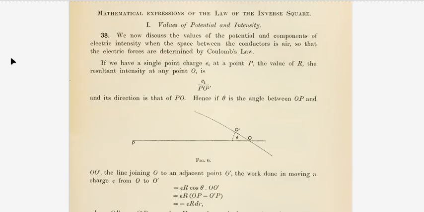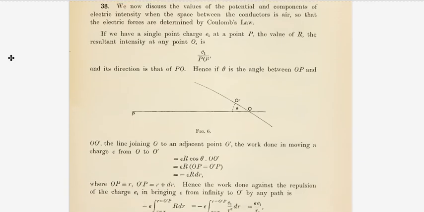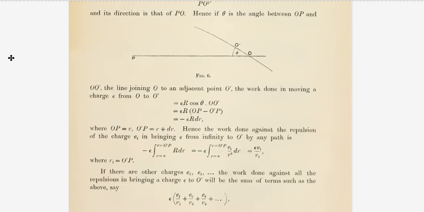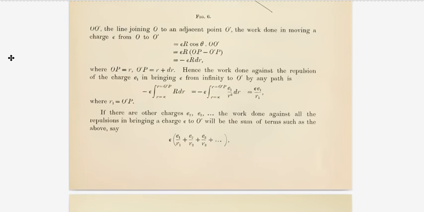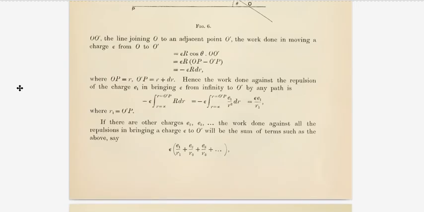If we have a single point charge E1 at a point P, the value of R, the resultant intensity at any point O, is E over PO squared, and its direction is that of PO. Hence, if theta is the angle between OP and OP', the line joining O to an adjacent point O', the work done in moving a charge epsilon from O to O' equals epsilon R cosine theta dot OO' equals epsilon R (OP minus O'P) equals minus epsilon R dr, where OP equals r, O'P equals r plus dr.